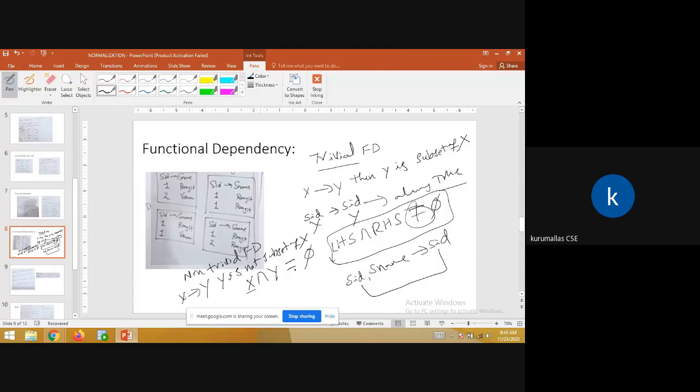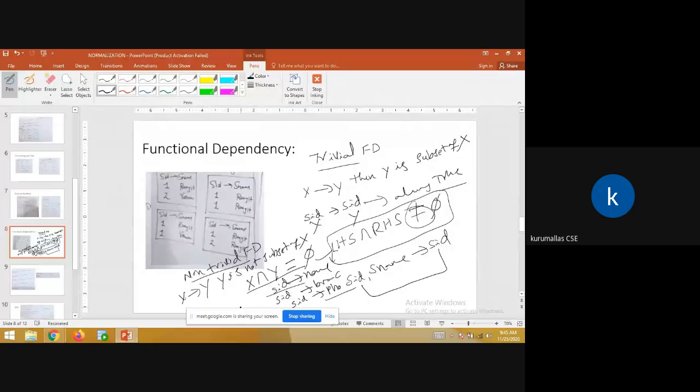So how to derive this one? SID tends to name, SID tends to branch, and SID tends to phone number. These are examples of X tends to Y. This is a non-trivial functional dependency, X intersection Y equals null. Right? This is about non-trivial functional dependencies.